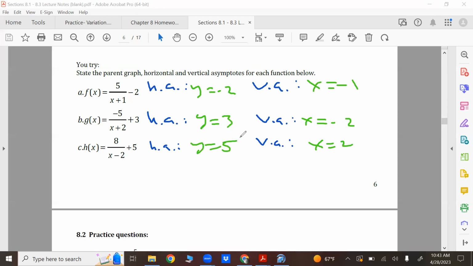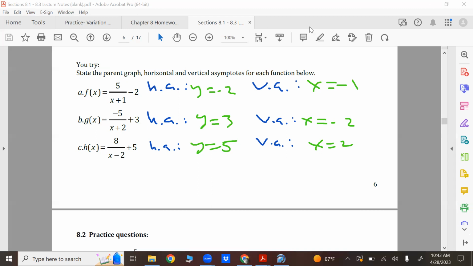Okay, here we go, guys. Does this make sense what I just did? Yeah. HA is horizontal asymptote abbreviated, VA is vertical asymptote abbreviated. So you look at what's on the outside, that's going to have how the graph's going to shift vertically. So the horizontal asymptote will be moving up and down, obviously, right? So that's y equals -2, y equals 3, and y equals 5. For the VA, x equals -1, x equals -2, or x equals 2. So would the domain for the VA on A be negative infinity to 1 and then 1 to infinity?